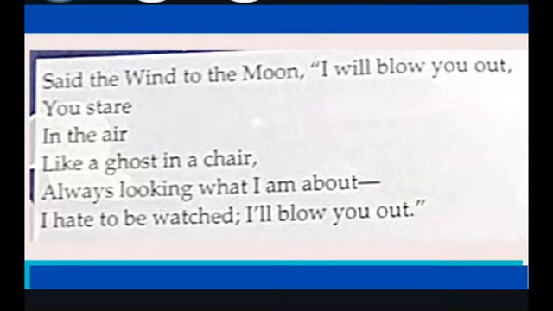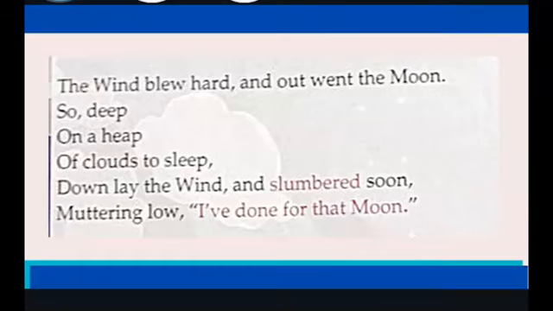So quickly let's read that poem again. Said the wind to the moon, I will blow you out. You stare in the air like a ghost in a chair, always looking what I'm about. I hate to be watched. I'll blow you out. The wind blew hard and out went the moon. So deep on a heap of clouds to sleep, down lay the wind and slumbered soon, muttering low, I have done for that moon.